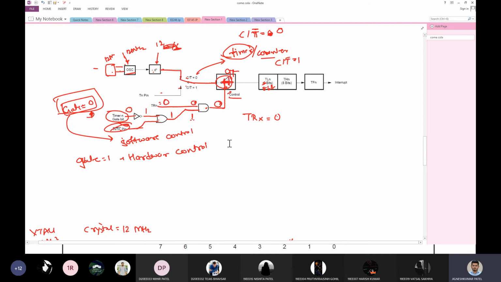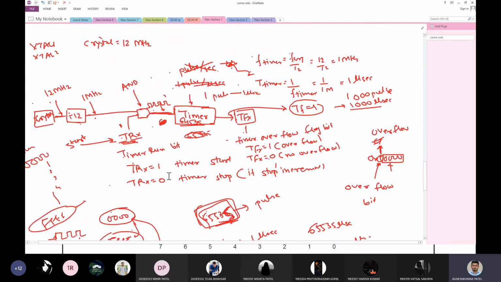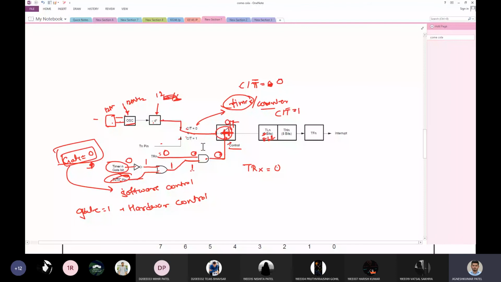Although we have seen a very simple diagram, the thing is still the same. If the timer bit is equal to 1 and the run bit is equal to 1, then the timer will start. Otherwise, the timer will stop. So the control is still the same. Then that output is fed to the 16-bit register, that is TL and TH, and then you have your timer overflow flag here and the interrupt. Whatever part you do not understand right now will be covered later on.